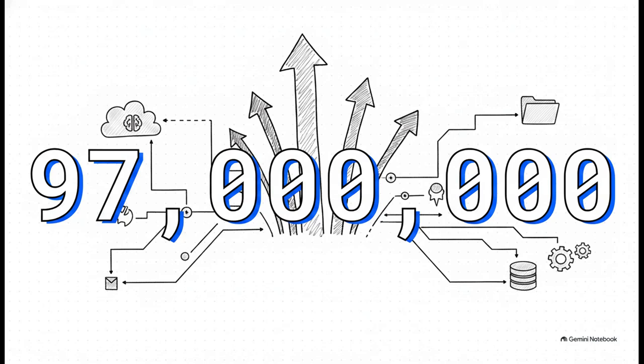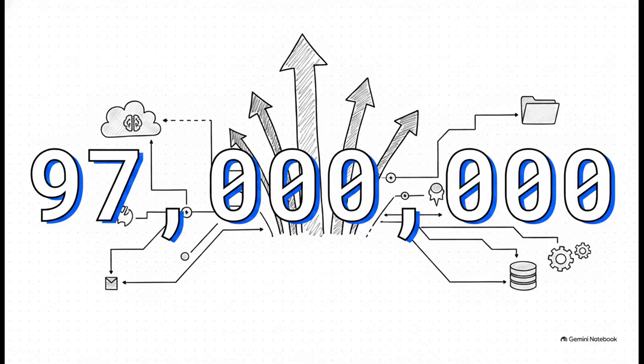97 million. Just let that number sink in for a second. We are talking about the Model Context Protocol, or MCP. In just 18 months, this technology went from maybe 100,000 monthly downloads to a massive 97 million. It's wild. It has quietly become the standard way that your favorite AI tools connect to everything.